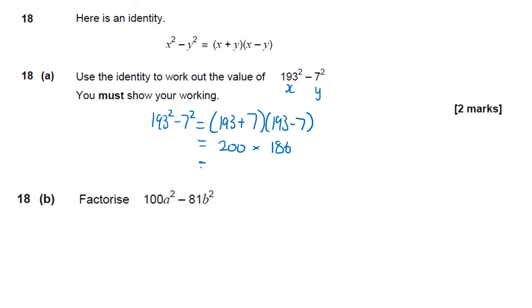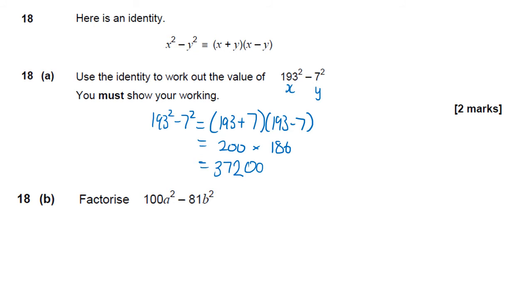So 2 times 186 is 372. Okay, so 2 times 18 is 36, 2 times 6 is 12, and then we've got 2 more zeros. So we get 37,200.